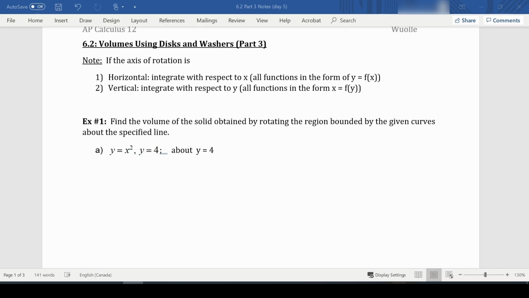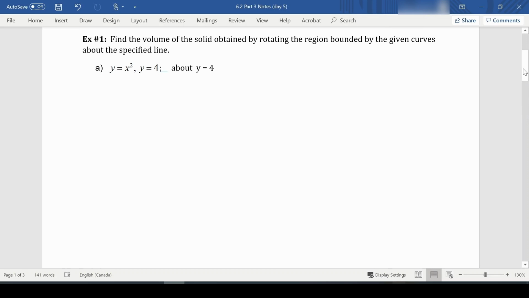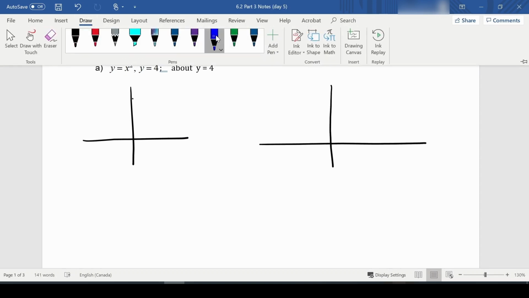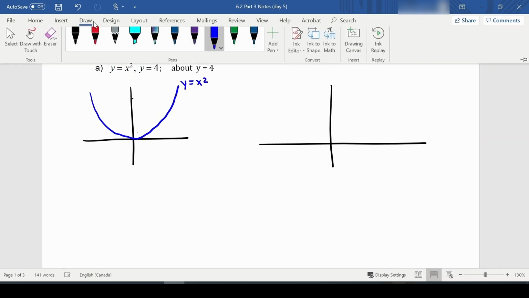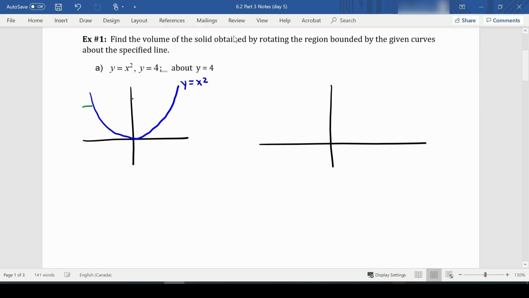So we're going to find the volume of each solid obtained by rotating the region bounded by the given curves about the specified line. Let's just draw our pictures of what these are going to look like. We've got y equals x squared, and the line y equals 4. We're rotating about the line y equals 4, so we're rotating about a horizontal line. This means that we're going to need upper and lower bounds that are x values.